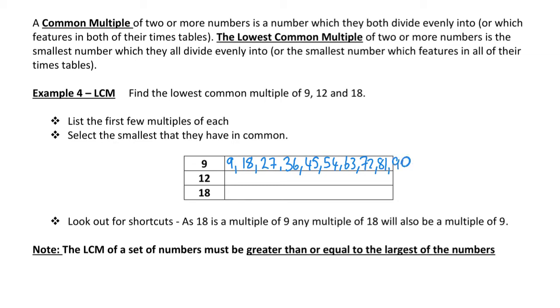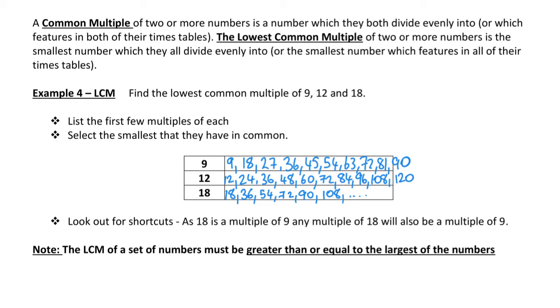Multiples of 12, you'd have 12, 24, 36, 48, 60, 72, 84, 96, 108, and 120. And the multiples of 18 then, so you've got 18, 36, 54, 72, 90, 108, and so on.